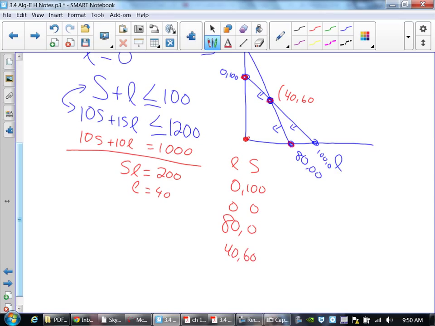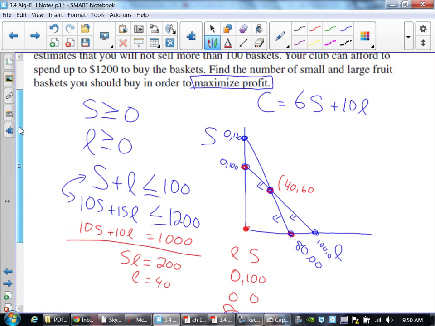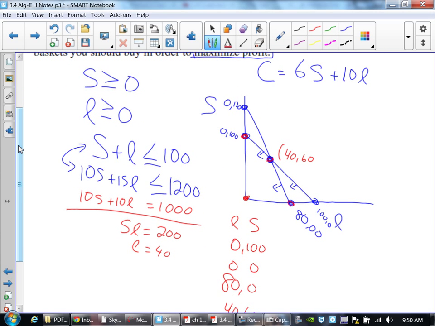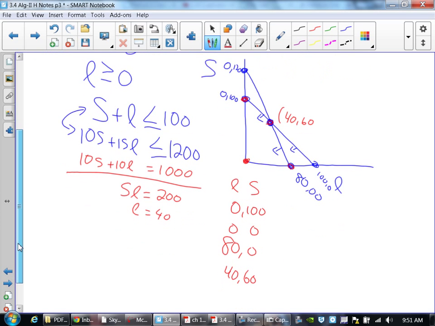Wait, why do you include the 0, 0 in this one? Well, you don't really need to, but it's still one of those points. Oh, wait, what was the last one? It was 40, 60. Okay.